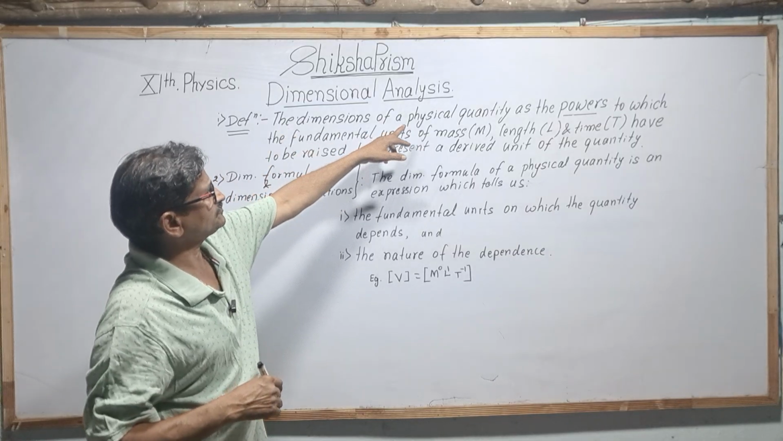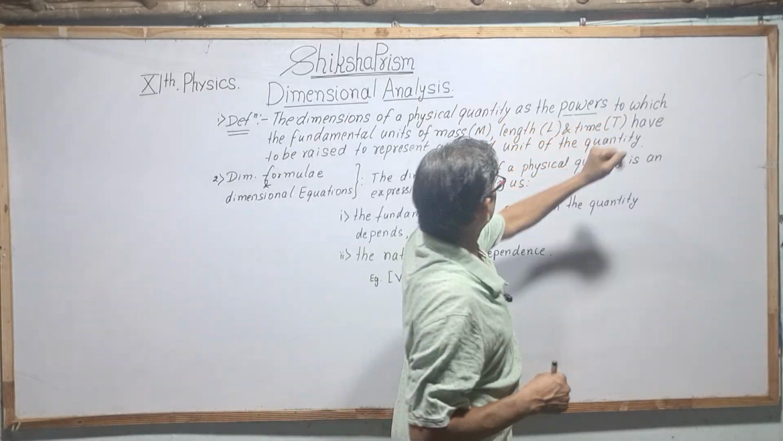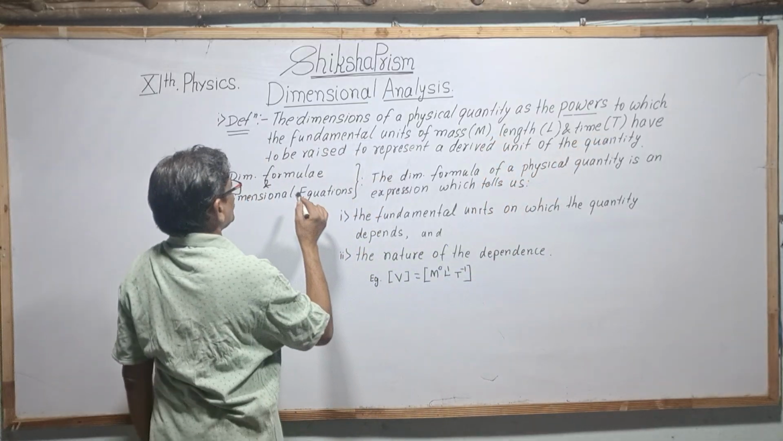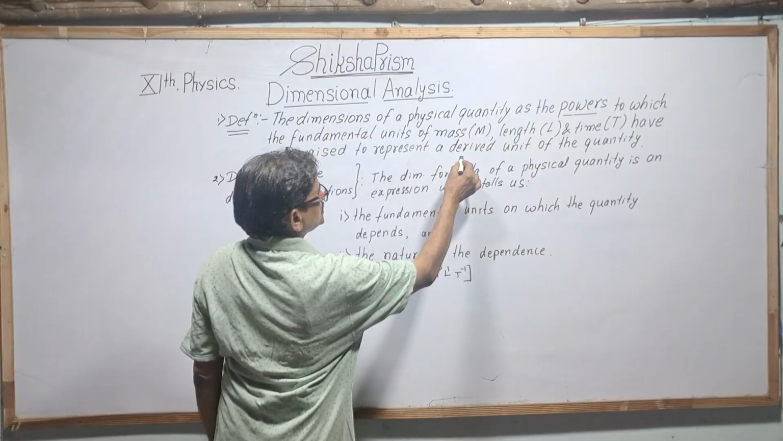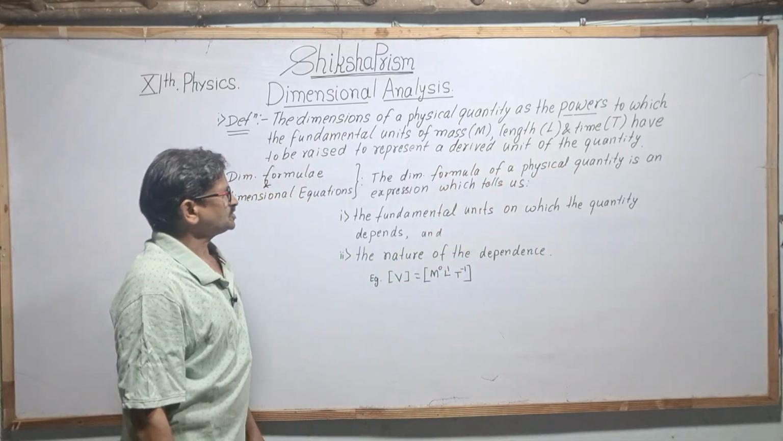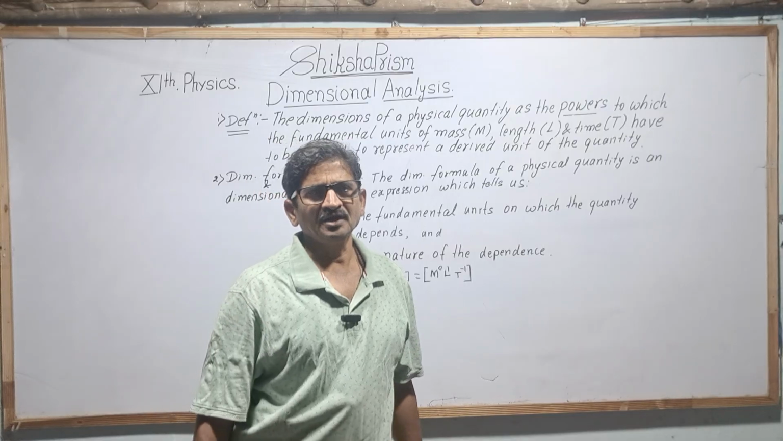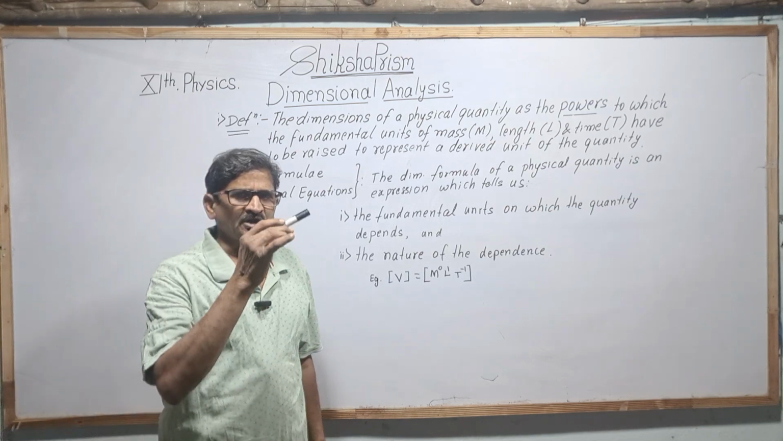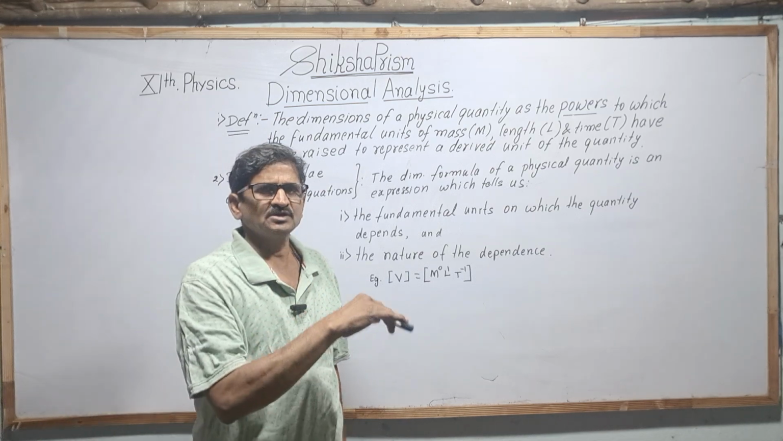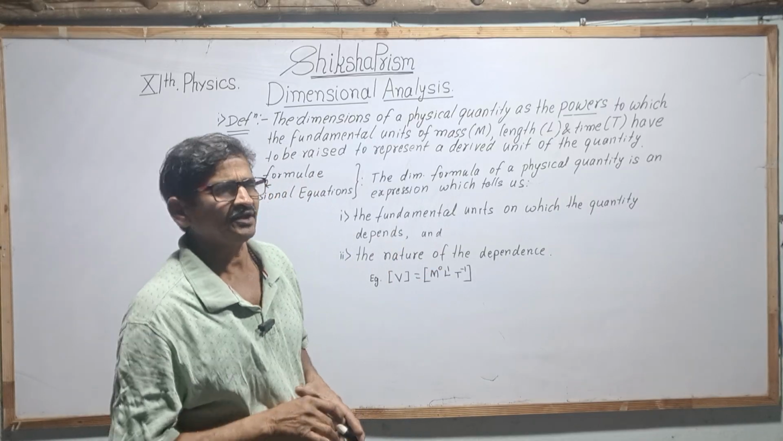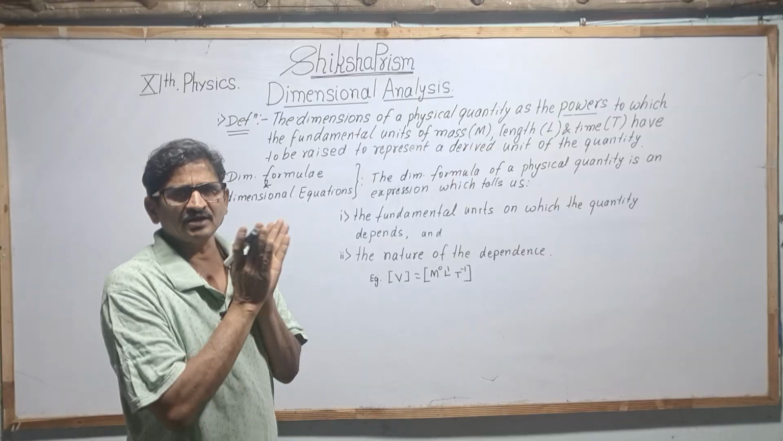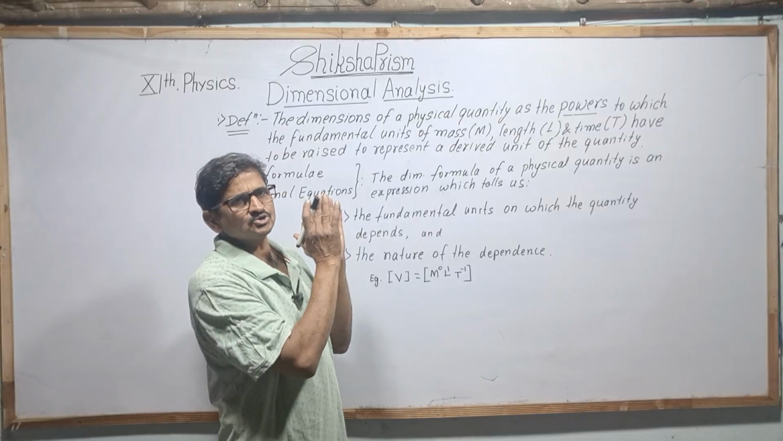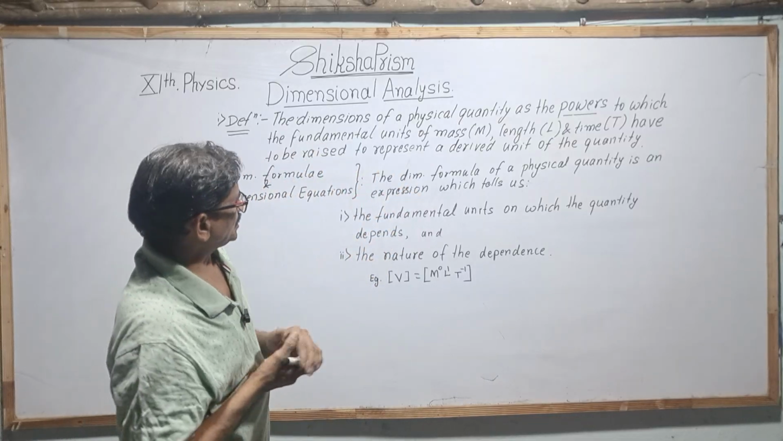The dimension of a physical quantity are the powers to which the fundamental units of mass, length, time have to be raised to represent the derived unit of the quantity. So what does it mean? Whenever we are writing a derived physical quantity, we analyze its equation according to the fundamental quantities, so that whatever quantities are present in that equation, we write in terms of dimension form, that is in square brackets, and each fundamental quantity should be written in a dimension bracket.